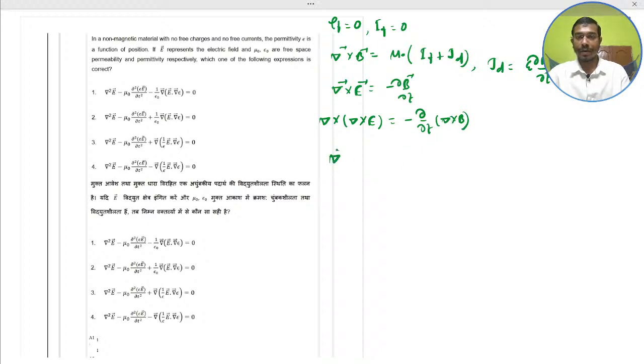And use the identity operator that curl of curl E is equal to del of del dot E minus del square E. So simplify with del dot D. You know that del dot D is rho f, and del dot D means del dot epsilon E, that is equal to 0.